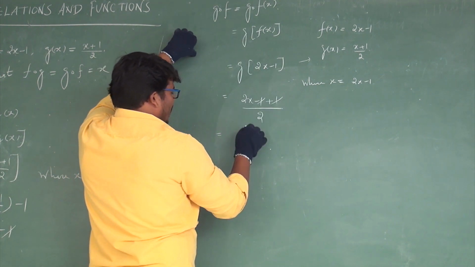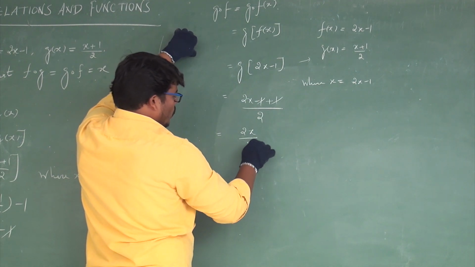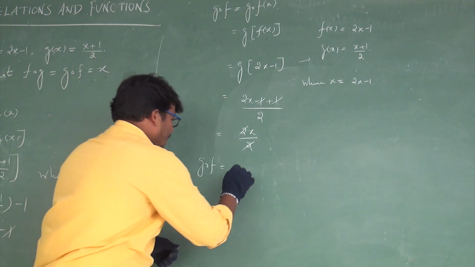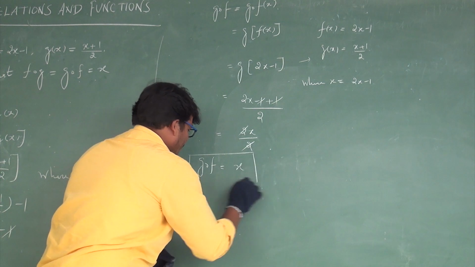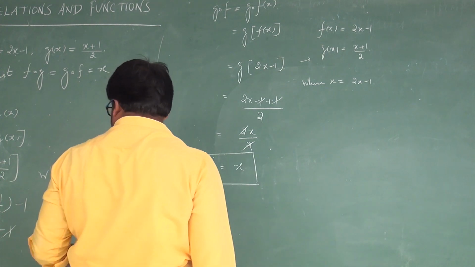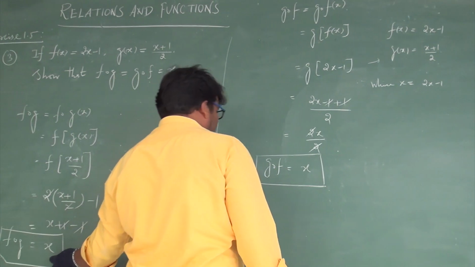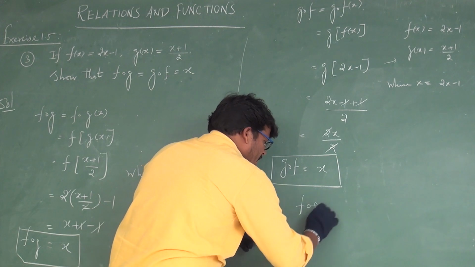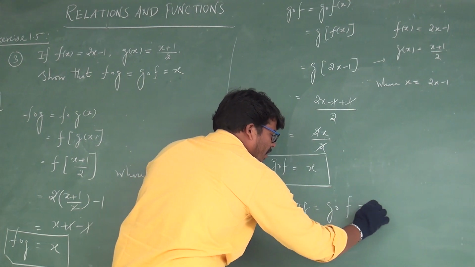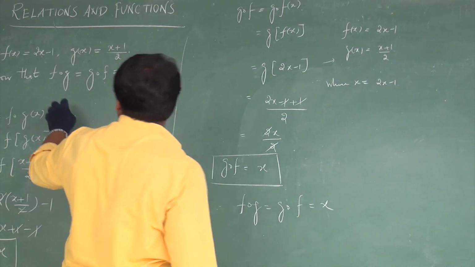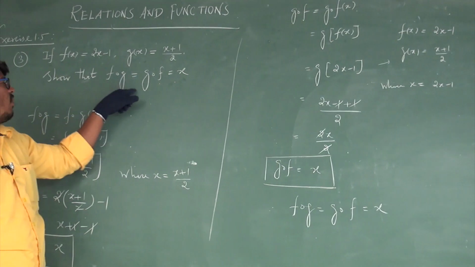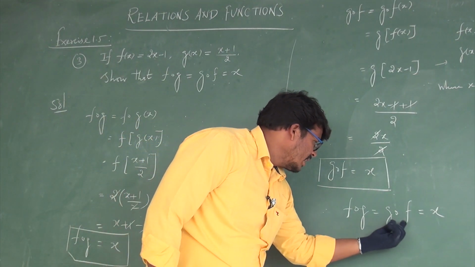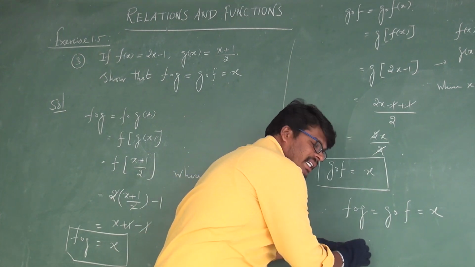Minus 1 plus 1 gets cancelled, the remaining is 2x by 2, the 2's are cancelled, so g dot f equal to x. Comparing, f dot g equal to x and g dot f equal to x, therefore f dot g equal to g dot f equal to x. Hence the result is shown.